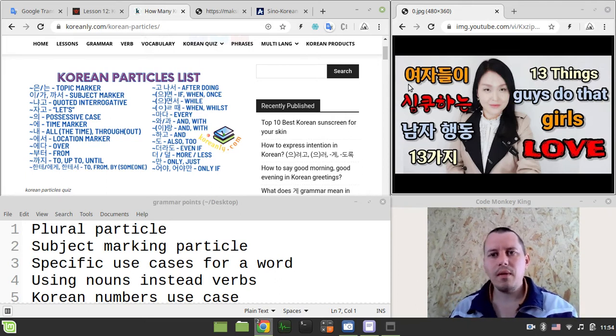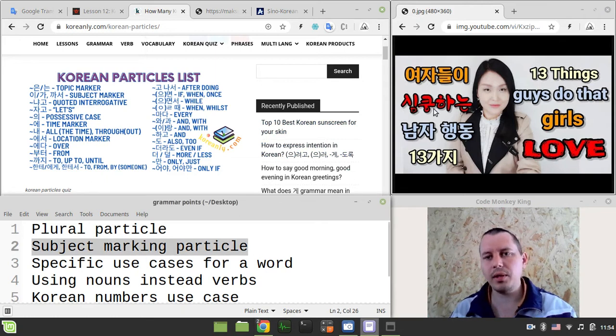So 여자들이 means girls, right? So girls with the subject marking particle. The subject marking particle is the next grammar point to learn from this kind of thumbnail. So let's move further on.